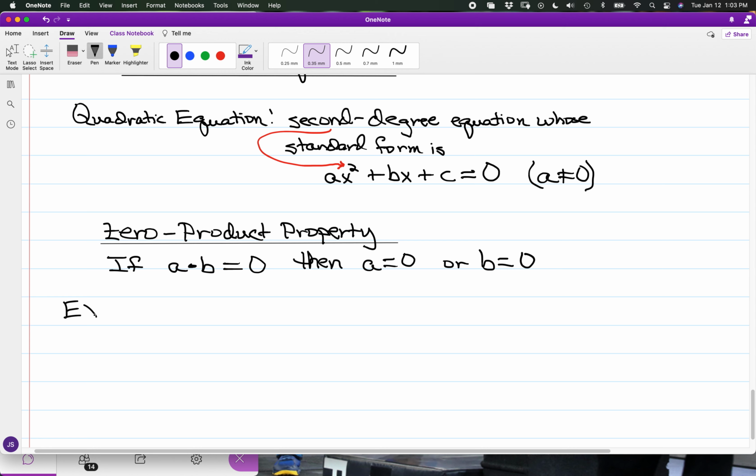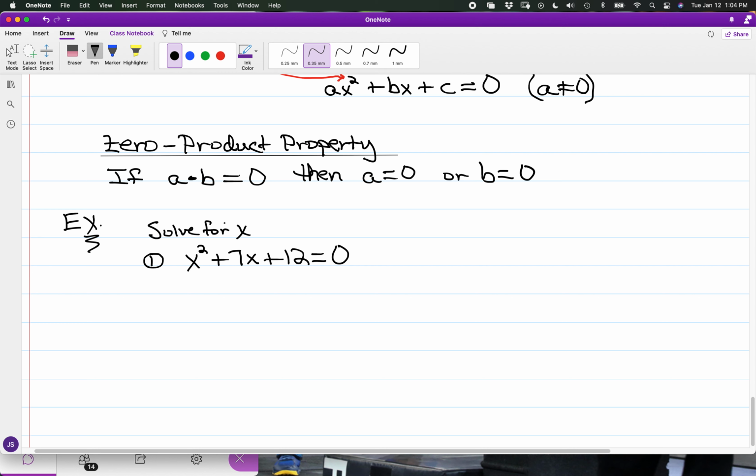Let's say that we have, in terms of solving for x, x squared plus 7x plus 12 is equal to 0. So we're looking for the values of x such that x squared plus 7x plus 12 is equal to 0. In terms of creating the pathway, we have this trinomial we can factor.